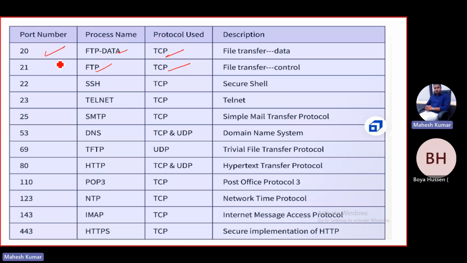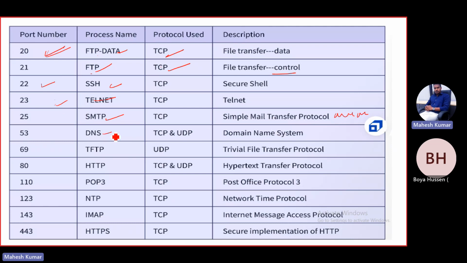For the FTP data, if you're using FTP, file transfer protocol, for the data transmission, it will take port number 20. FTP will use TCP, file transfer control. And 22 is for SSH and 23 is for telnet. And 25 is for SMTP, simple mail transfer protocol, which is used for email services.